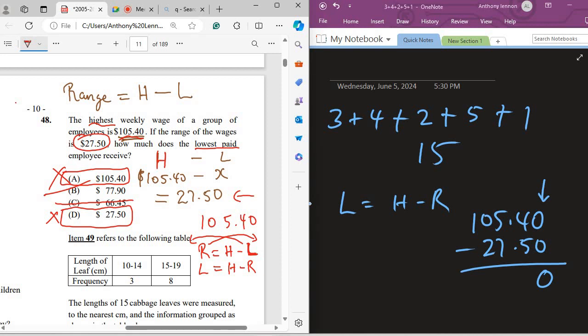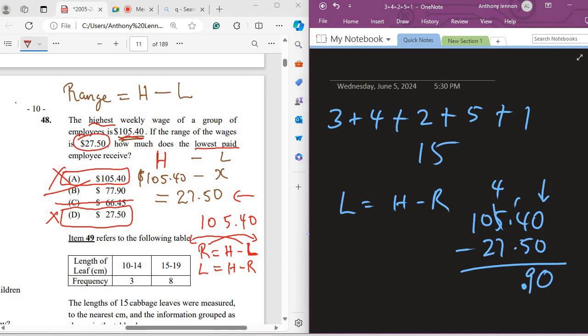But let's try though. 5 from 4, we can't. Borrow 1. We get a 14 here. 5 from 14, you get 9. And already we can see we get the 90 cents that we're looking for. Now, guys, if you're working this out and you end up with 90 cents, when you look at the options, the only one that has 90 cents is going to be B. So you don't even have to go further. But I will in this case.